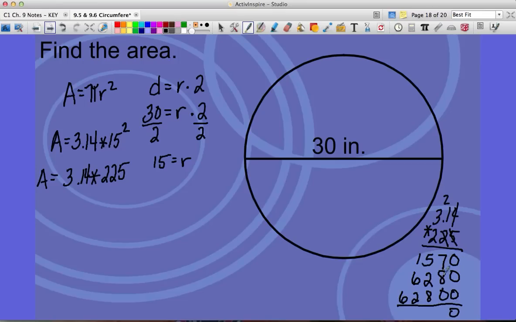This gives me 0. 8 and 7 gives me 15. Carry the 1. 8 plus 2 gives me 10. Plus 5 is 15. Plus 1 is 16. Carry the 1. 1 plus 6 is 7. Plus 2 is 9. Plus 1 is 10. Carry the 1. 6 plus 1 is 7. But now, because I had 2 numbers after the decimal, I know I have to move my decimal 2 places to the left. So the area of this circle is 706.50 inches squared.